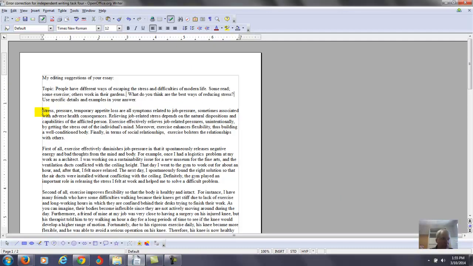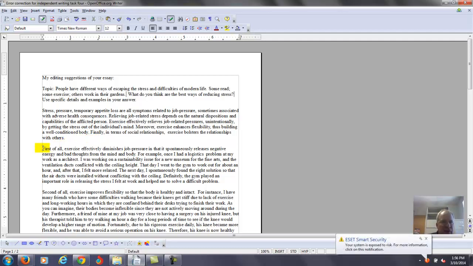Okay, let's take a look at it one more time. So we have stress, pressure, temporary appetite loss are all symptoms related to job pressure, sometimes associated with adverse health consequences. Relieving job-related stress depends on natural dispositions and capability of the person. Exercise effectively relieves job-related pressure unintentionally, bringing the stress out of the individual mind. Moreover, exercise enhances flexibility, thus building a well-conditioned body. Finally, in terms of social relationships, exercise bolsters a relationship with others.